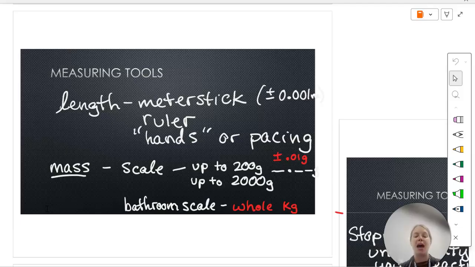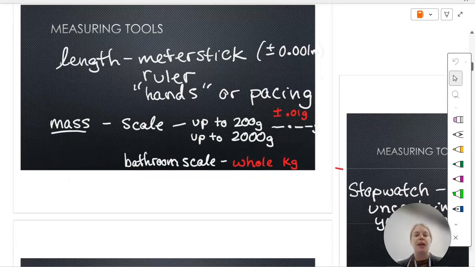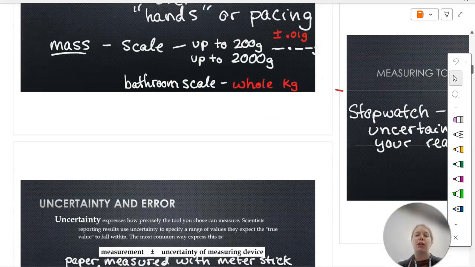For mass, we would use a scale. So that's a digital balance. We have 2 digital balances that we'll use. One goes up to 200 grams, and that's the max it can do. It has much more precision. It can go down to the nearest hundredth of a gram. And then the other scale is only 2,000 grams. A bathroom scale would go to the whole kilogram.